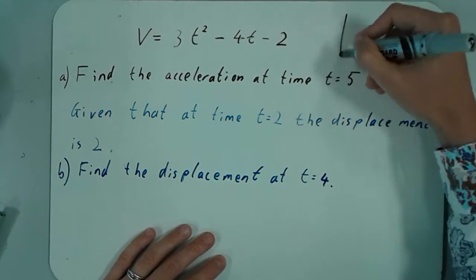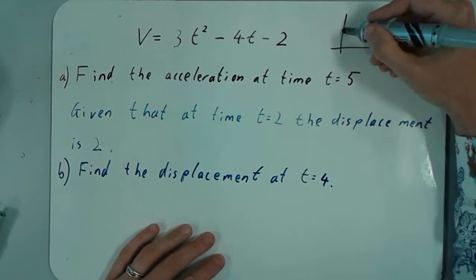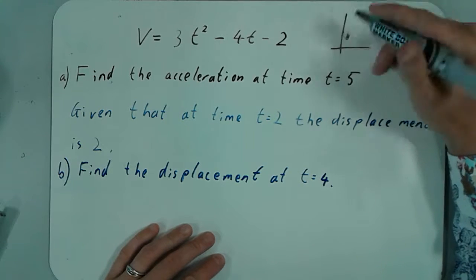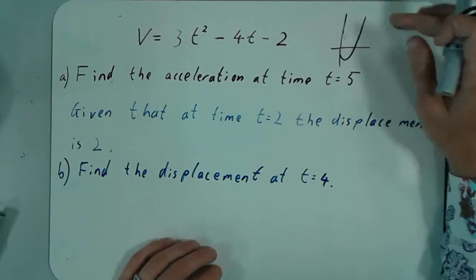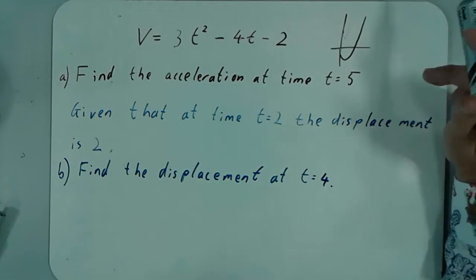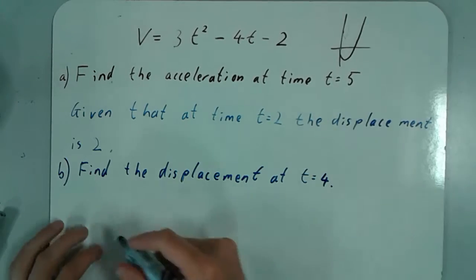So remember, velocity time graph, some quadratic, actually looks more like this. So we've got some quadratic. We want to find the acceleration at time t equals 5. We want the gradient when t is 5.